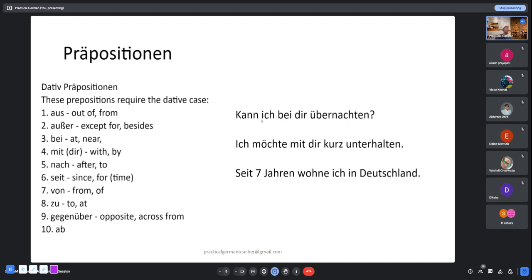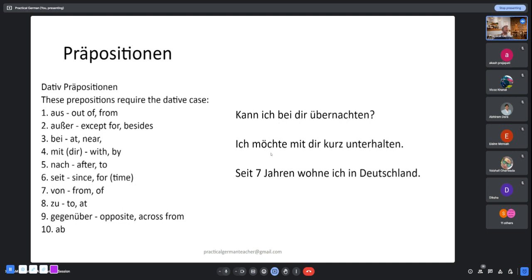One example: kann ich bei dir übernachten? Anyone knows what übernachten means? Okay, übernachten means to spend the night. For example, if you go to a friend's place, you can say, "Hey, I don't want to go home. Can I just spend the night over here? I'll go early in the morning." Übernachten means that. So after bei, you have dir. Dir is the dative pronoun.